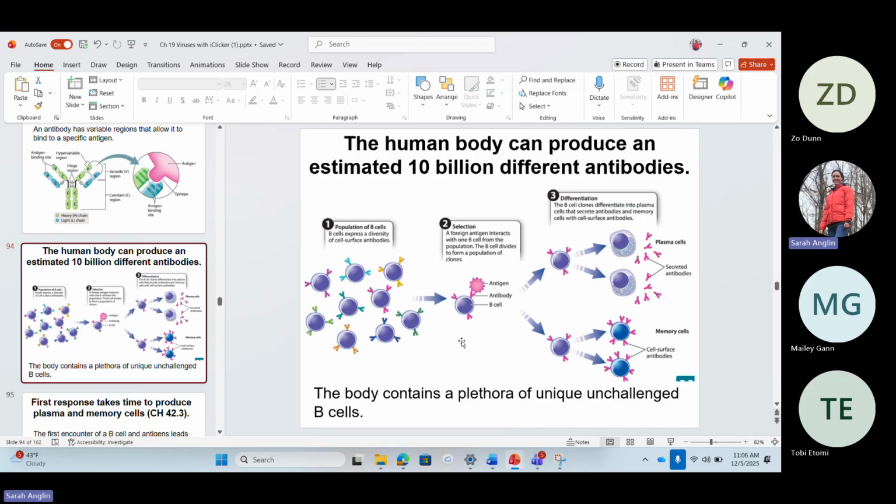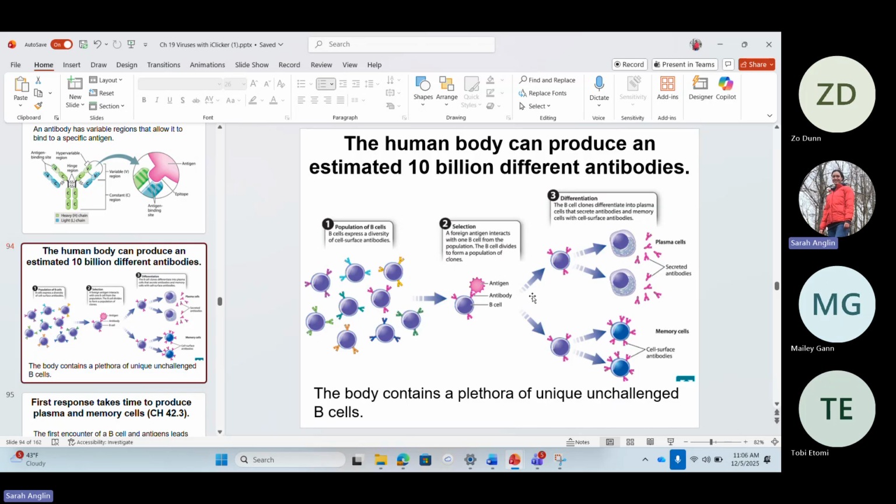So once it's recognized, it's going to go through cell differentiation, where the B cell is going to differentiate into plasma cells, which are going to produce a lot of these antibodies. They're going to be secreted so they can surround the virus, blocking the ability of that virus to interact with the receptors on the host cell.